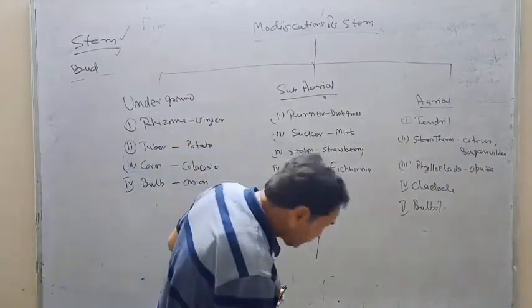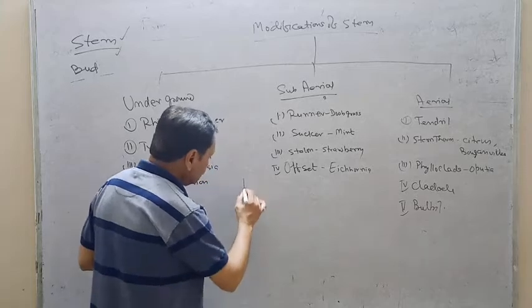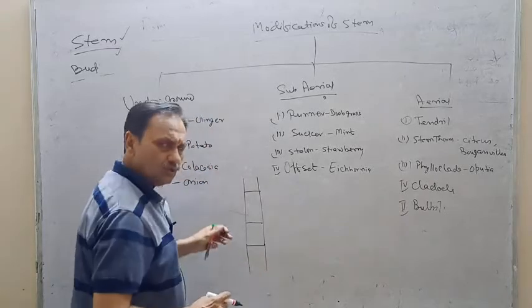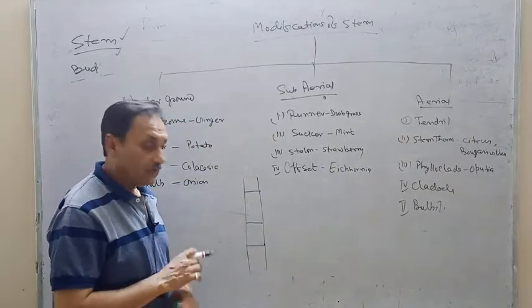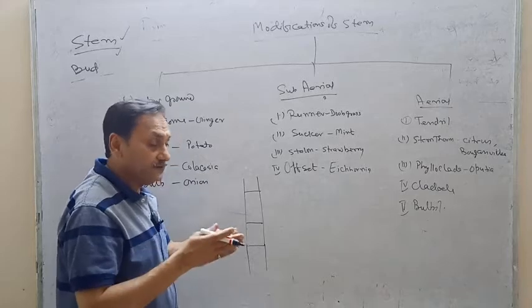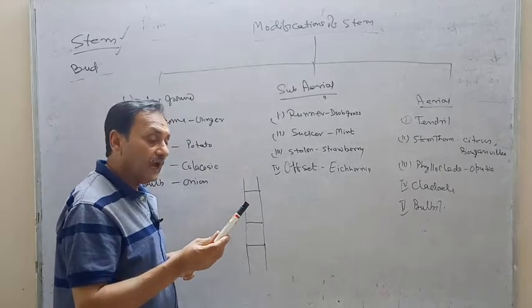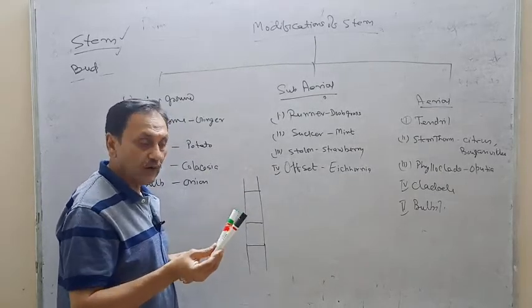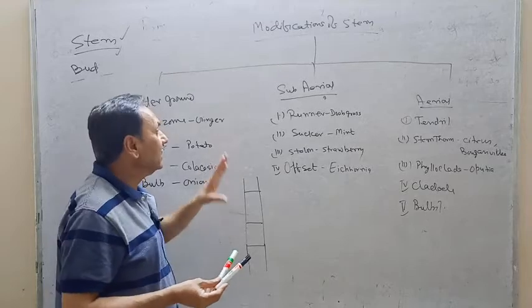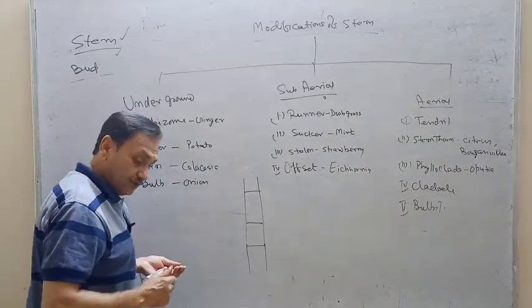One characteristic feature of the stem is that nodes and internodes are there. In the case of root, we have seen that these nodes and internodes are not there. Morphologically, externally, if we have to identify given samples of a plant and diagnose which one is the root part and which one is the shoot part, then one characteristic feature is that if nodes and internodes are there, it is the shoot. Okay?